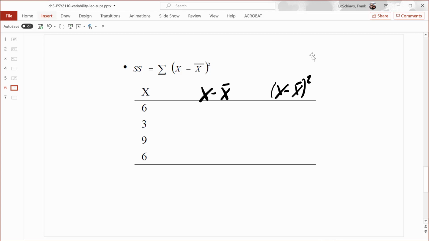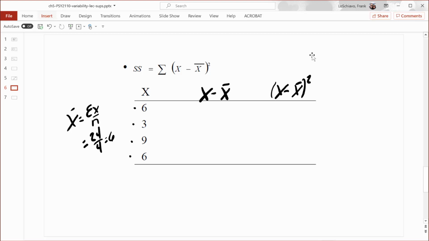Looks like the first thing we're going to need to do is compute the sample mean. Let's go ahead and do that. X bar equals the sum of x divided by n, our sample size. And you can see our sample size equals 1, 2, 3, 4. Let's go ahead and compute the sum of x. 6 and 3 is 9, plus 9 is 18, plus 6 is 24. So we have 24 divided by 4, which equals a mean of 6.